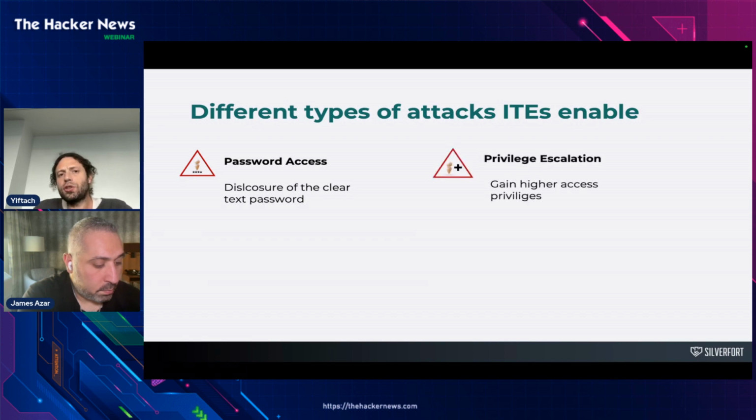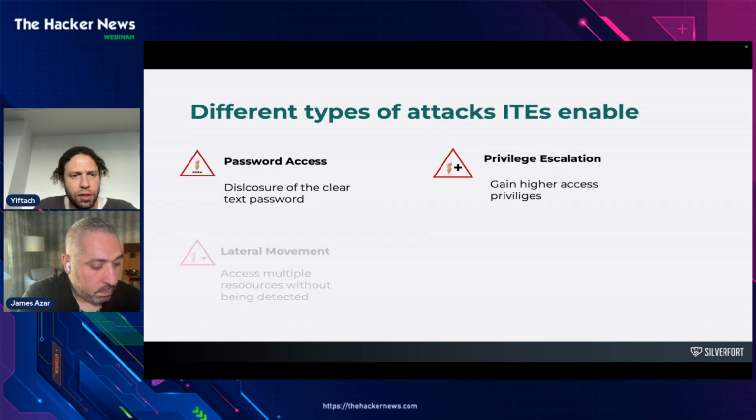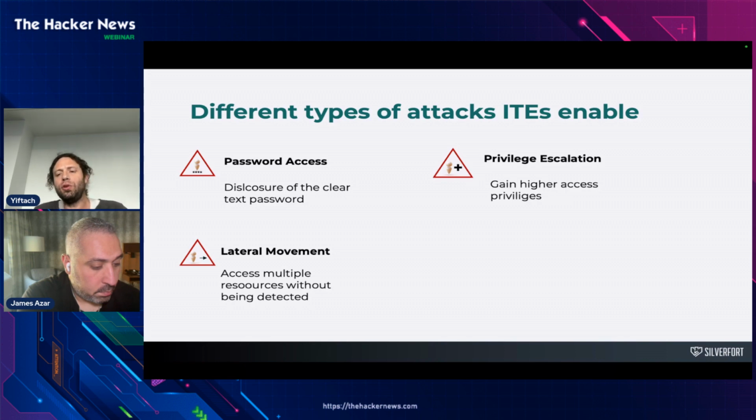There's also privilege escalation. These are ITEs that would enable you as an attacker, if you have an initial foothold, if you had an initial account compromise, to take this account and assign it higher access privileges, increasing, of course, the blast radius of your malicious activity. And of course, as always, our favorite, lateral movement. These are ITEs that will enable you as an attacker to conduct an often under-the-radar lateral movement that will be very hard to detect.